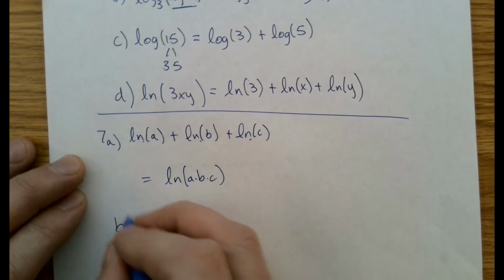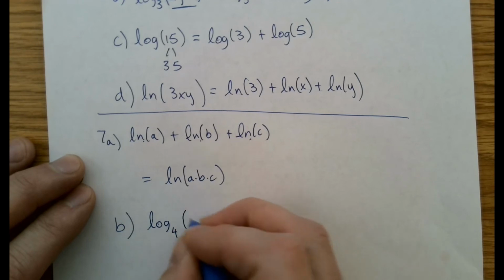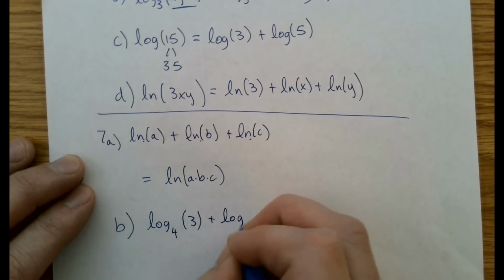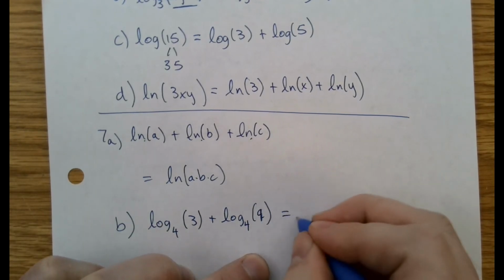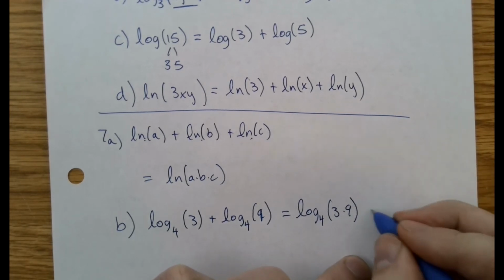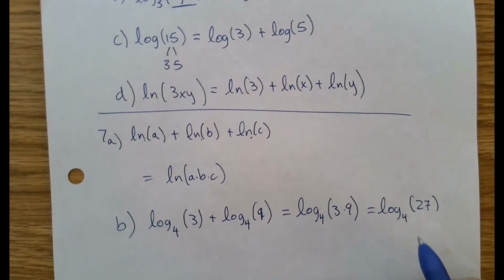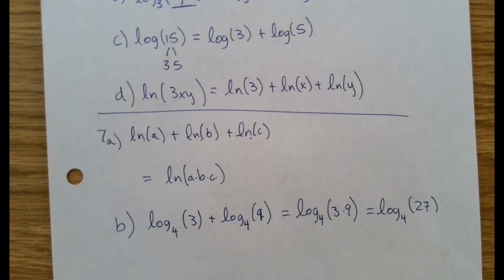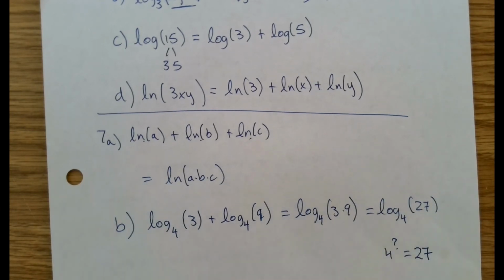All right, and then one more. Here we're looking at log base 4 of 3 plus log base 4 of 9. So we can rewrite this as log base 4 of 3 times 9, or if we prefer, log base 4 of 27. Now, the result of this is not a nice number. We're saying 4 to what power equals 27. It's not a nice clean integer value. We'd have to use our calculator if we wanted to figure out what that number was.